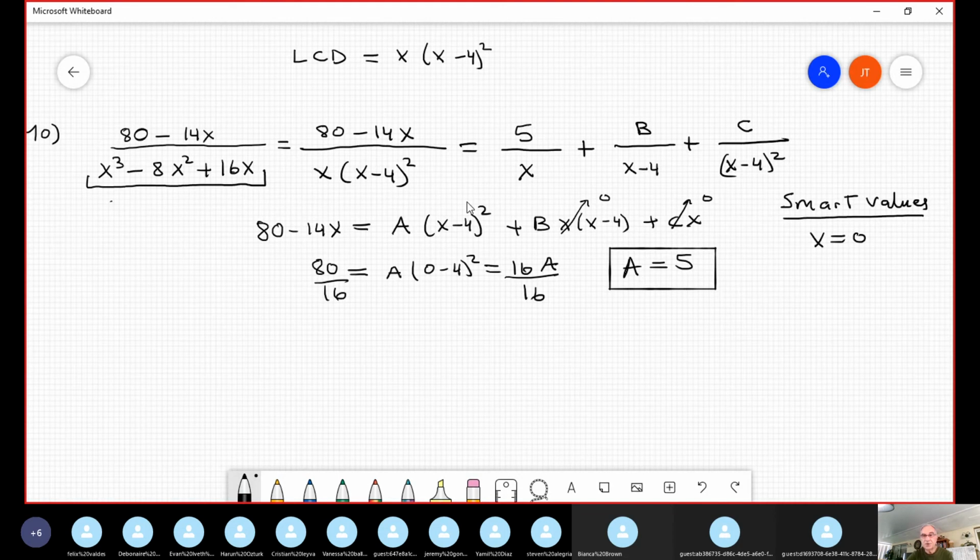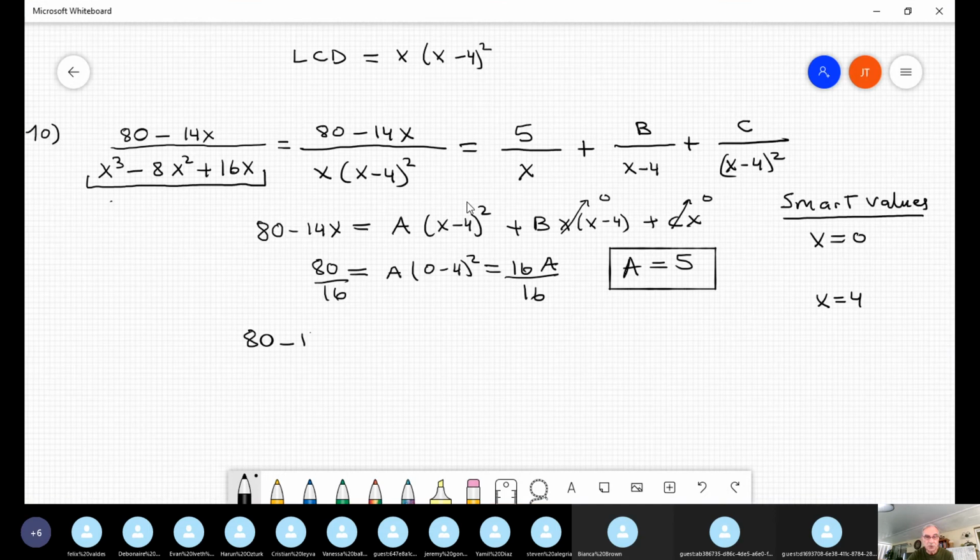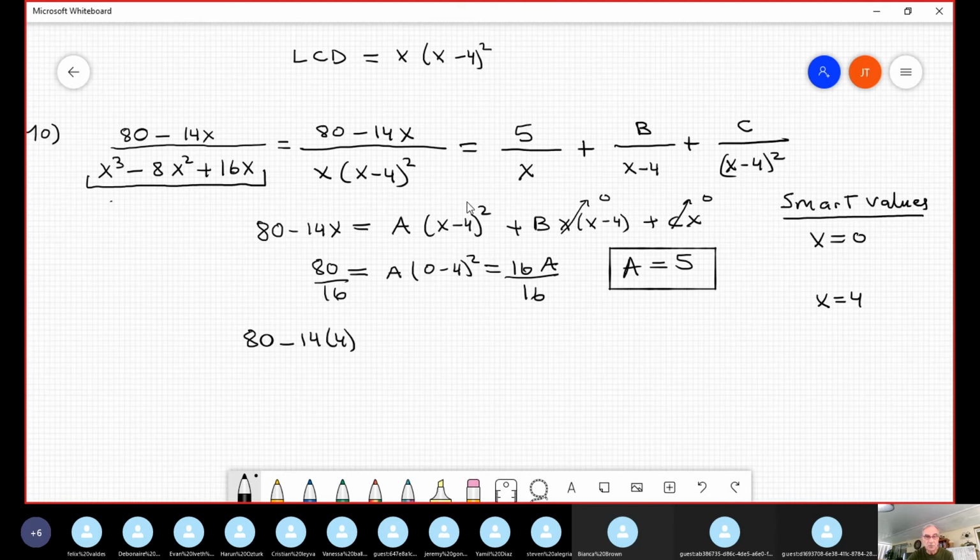Okay. We have another smart value on F4, no? F4. 4 is fantastic. Because when you plug it in here, 80 minus 14 times 4 is equal. That part disappears. Let me use another color. That part is 0, because 4 minus 4 is 0. That part is also 0. Only C stays. C times 4.